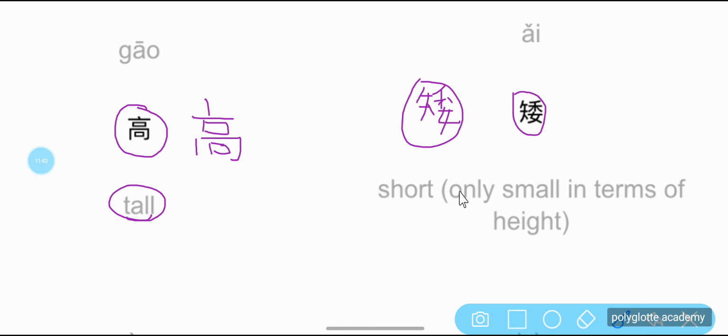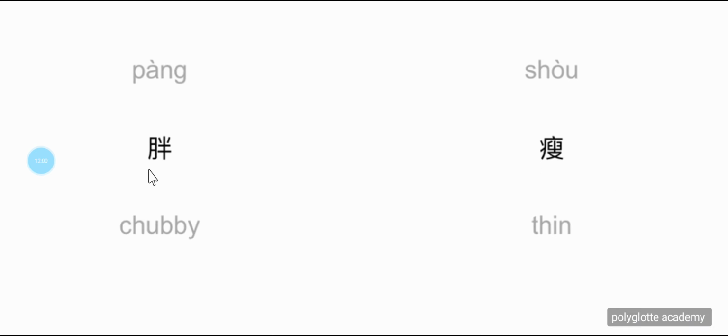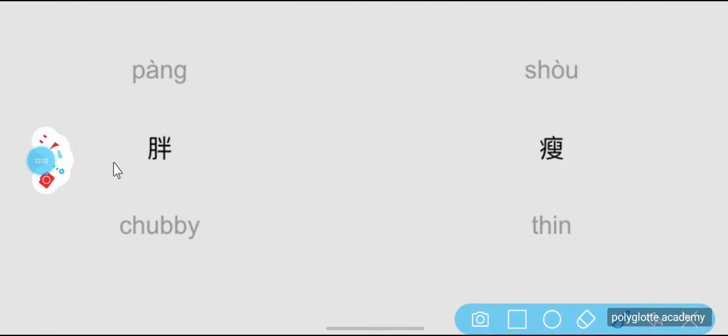矮, which means to be short. So in bracket we wrote only small in terms of height. So it is small but in terms of height. So 高, like 楼太高了, 非常好. 好，继续，你明白吗？好，我明白.